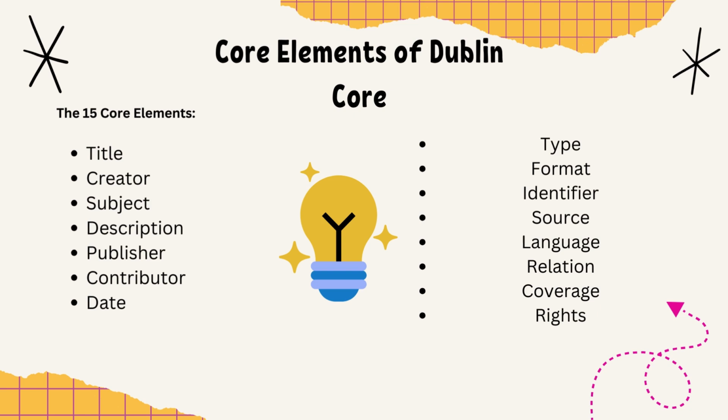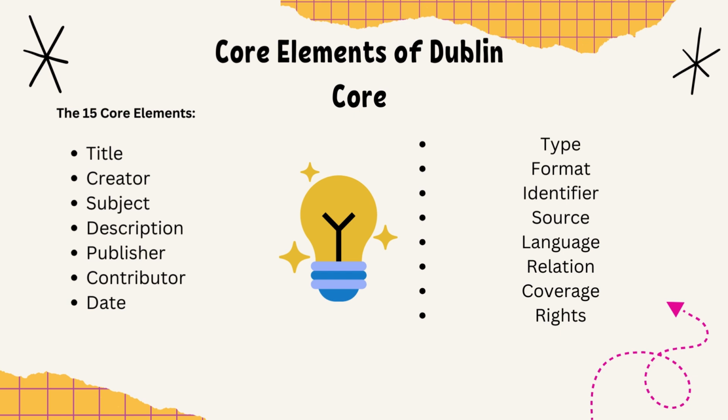The format element describes the file format, physical medium, or dimensions of the resource. This is useful for identifying the technical specifications. And in this case, the example could be a print, 281 pages. The identifier element provides a unique reference to the resource, such as a URL or ISBN number. This is crucial for locating the exact version of the resource that we are referencing. And this is where I would utilize and put in our ISBN.